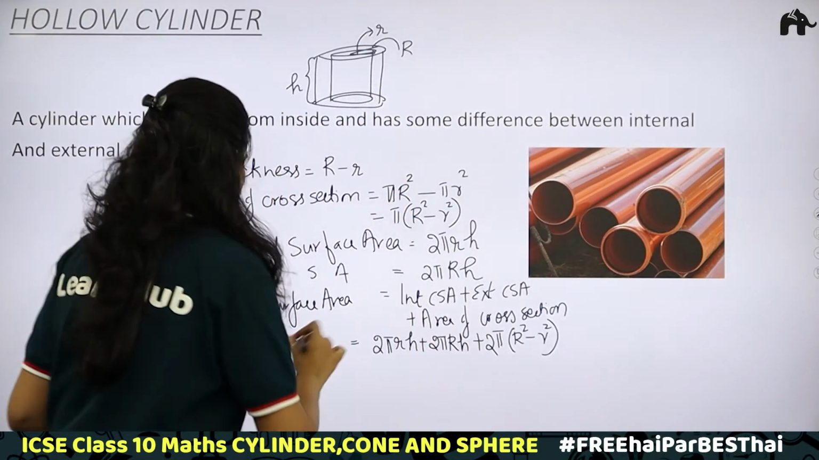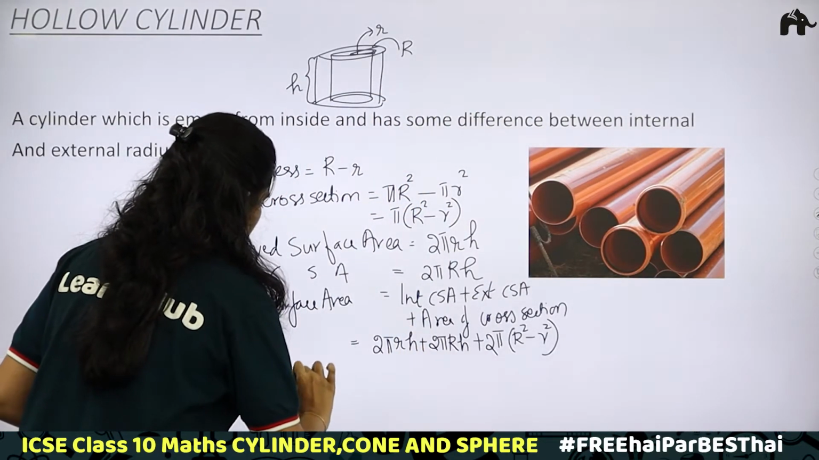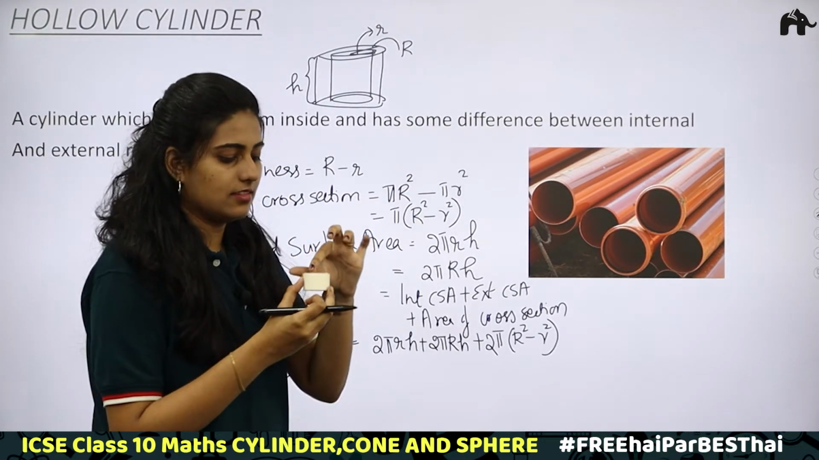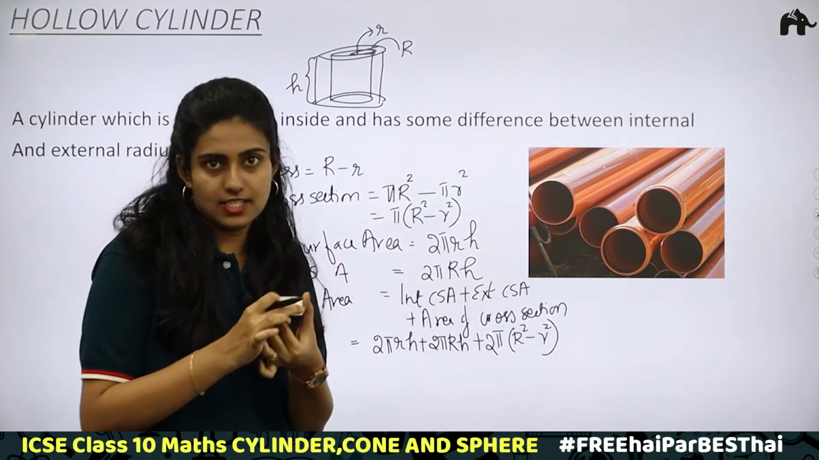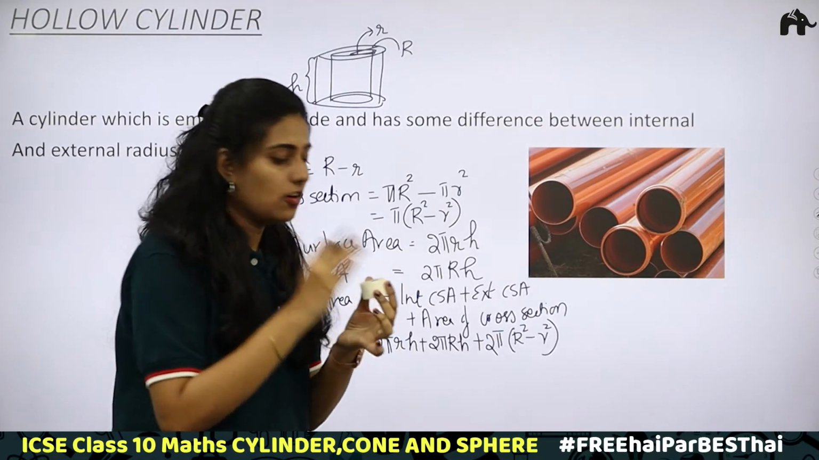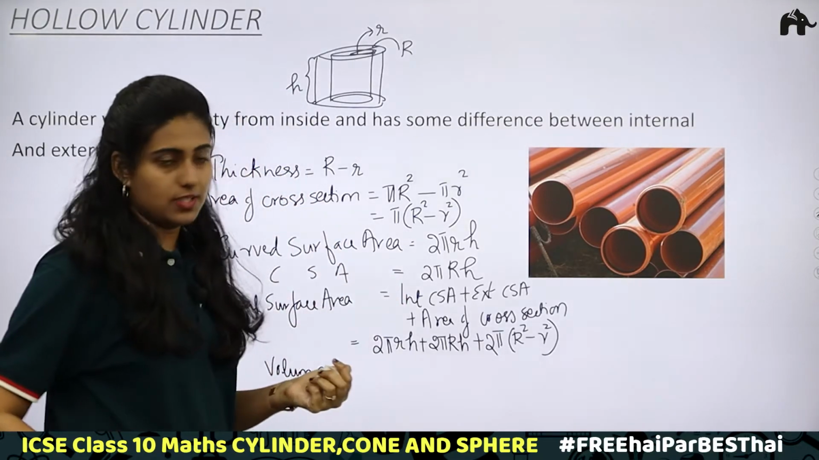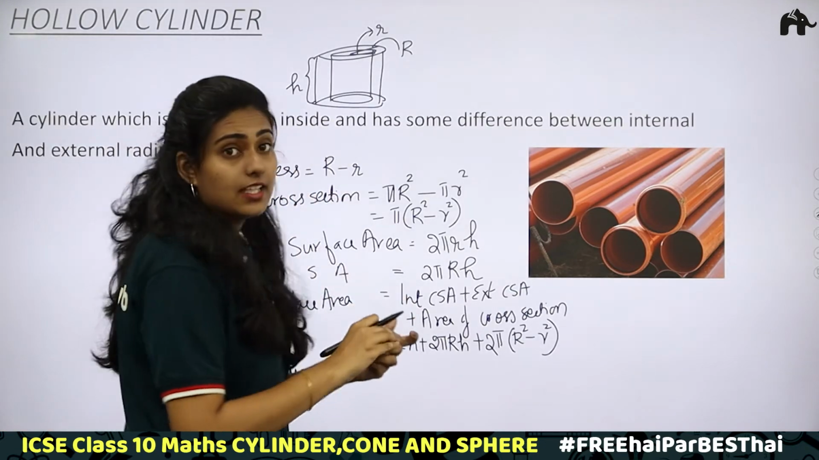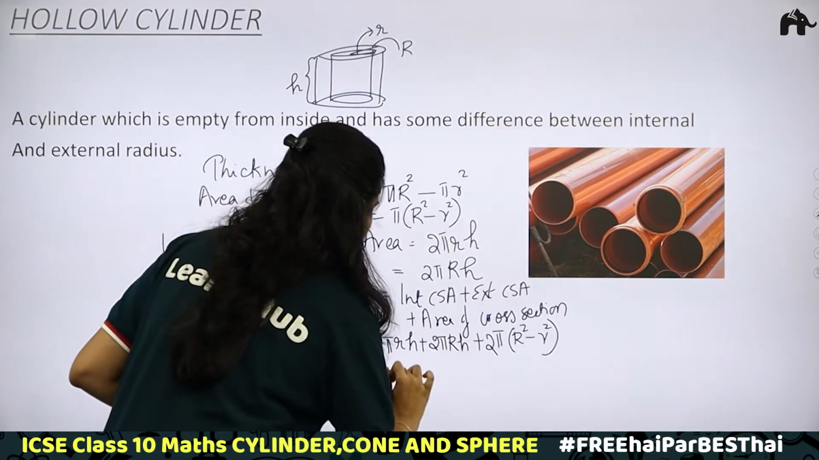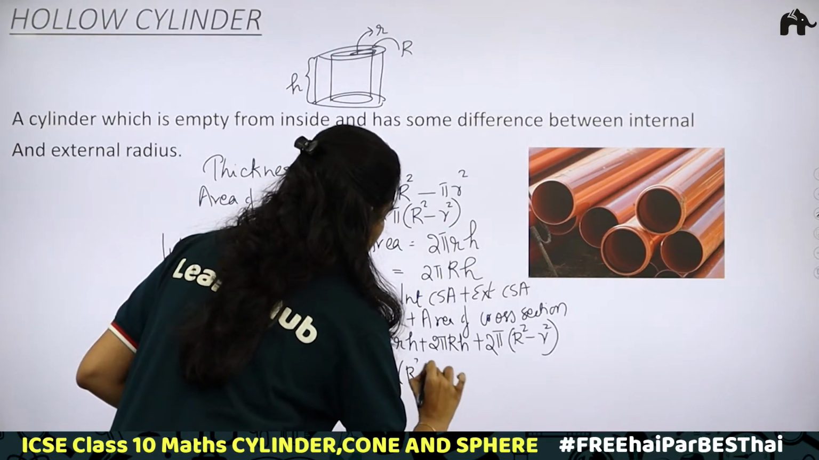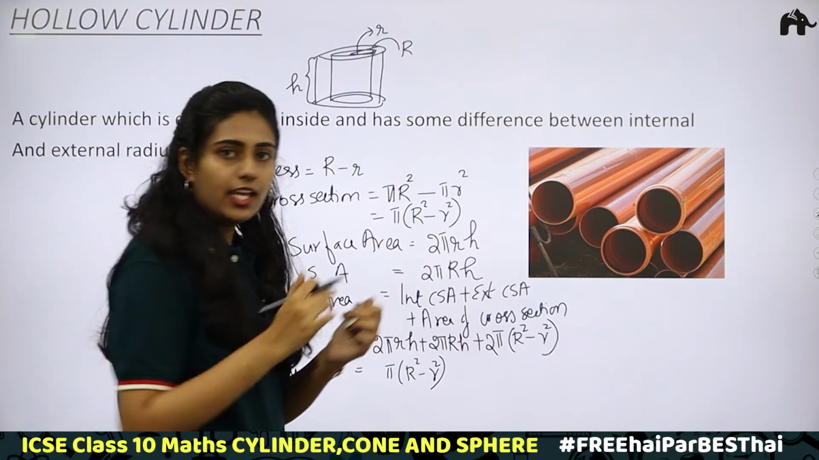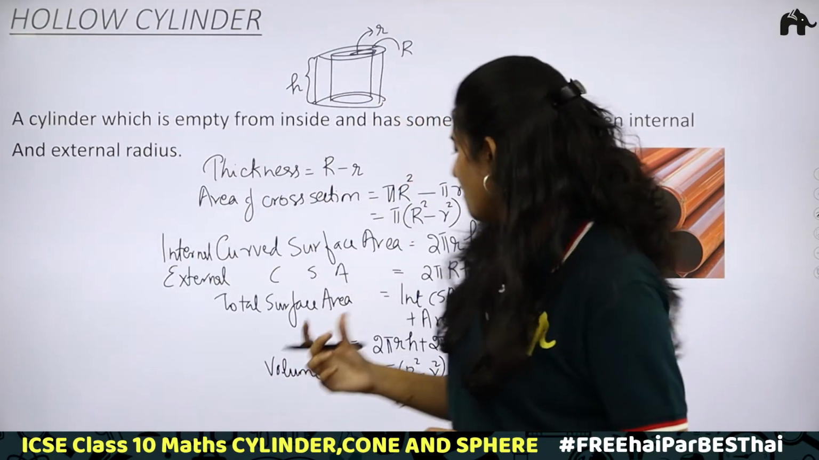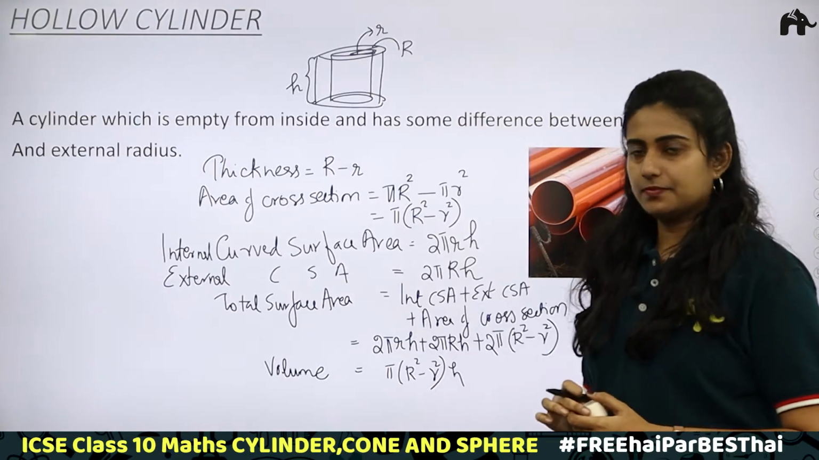Now, the volume. Volume is the amount of metal that is present here. In order to find it, we need the volume, which is equal to, again, the area of cross section, pi into capital R square minus small r square, into height h. So this is how you can find the volume of the cylinder.